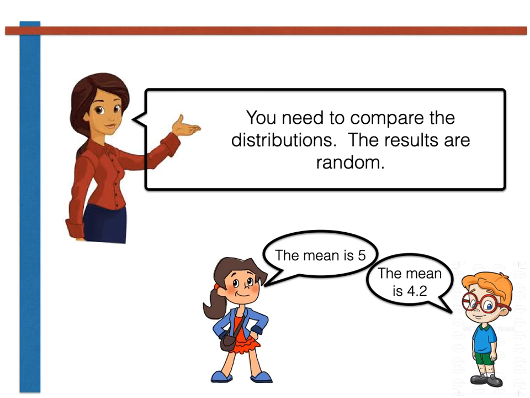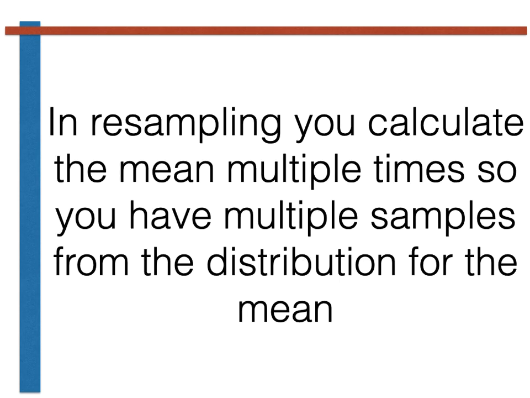The solution, then, is to quote multiple results and to thereby characterize the randomness that is induced by the factors that are not explicitly controlled within the experiment. The simplest way to characterize the randomness is to use a method known as resampling. In this method, you simply calculate the mean multiple times. You then have multiple samples from the distribution for the mean and can thus characterize the distribution for this random variable using all of the methods of calculating statistics that we have learnt about in this course.